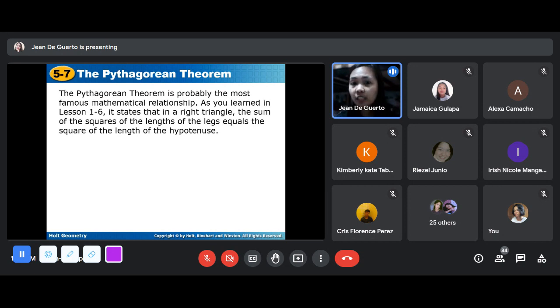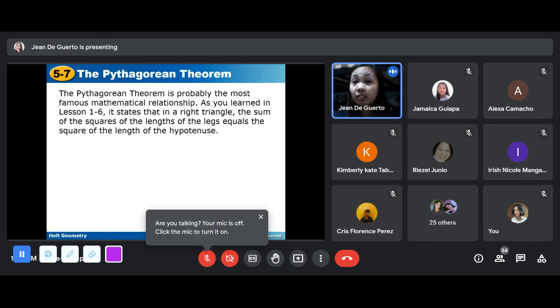So, basically, same template lang din ang gagamitin ninyo. 4 na summative, 4 na assessment, tapos yung mga scores lang. Saka yung performance task number 2, yun lang. No need for you to print out yung sa performance task number 1 ninyo.